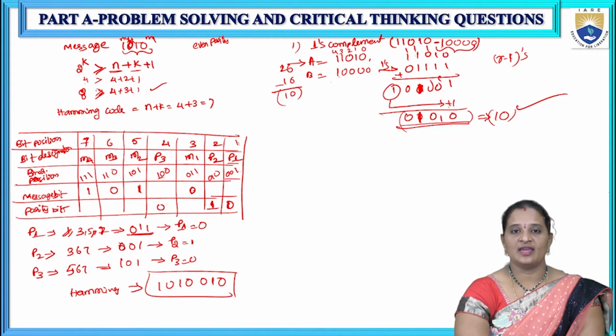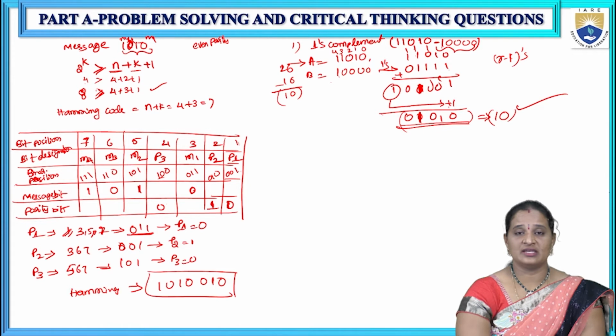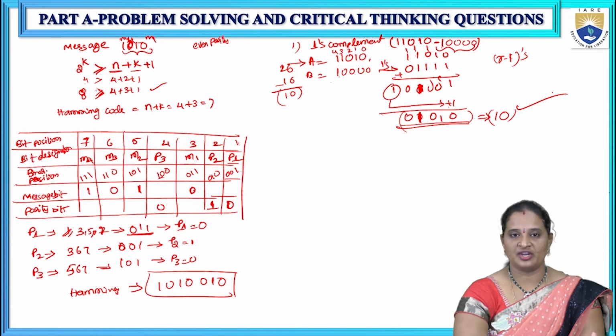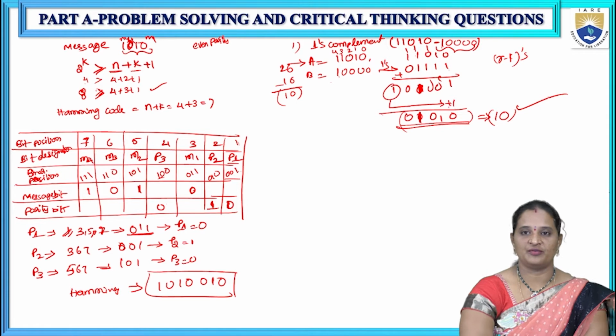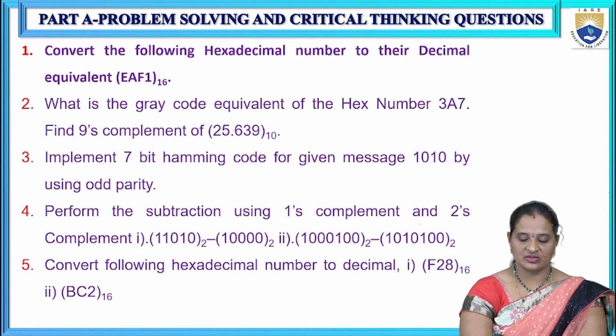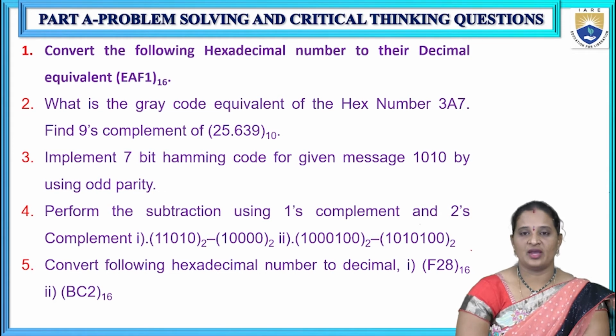What are they? If a carry is generated, it is to be discarded. So if a carry is generated in 2's complement subtraction, discard the carry. If no carry is generated, then the result is negative, and we should take the 2's complement of the result and put a negative sign before it. So like that you can perform the subtraction using 1's complement and 2's complement. I hope it is clear.